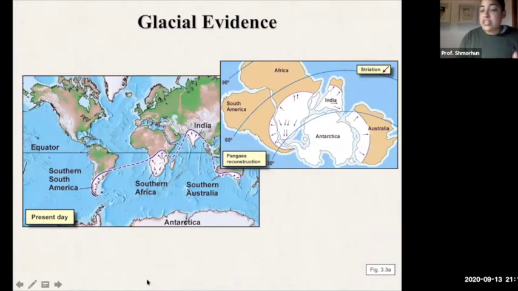The first one is glacial evidence. So we have the evidence of past glaciation that currently reside on continents that are very close, if not directly on the equator. And we know that glaciers can't exist and persist in much lower latitudes closer to the equator, where you are in subtropical to tropical zones. It is just too warm.